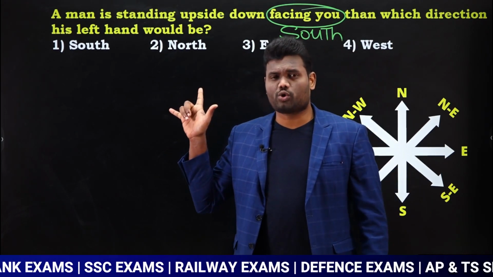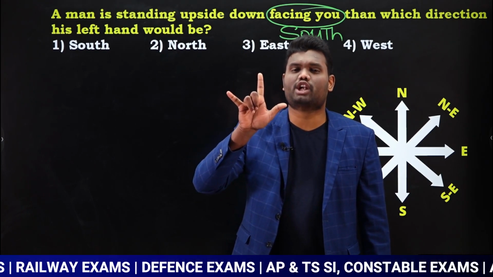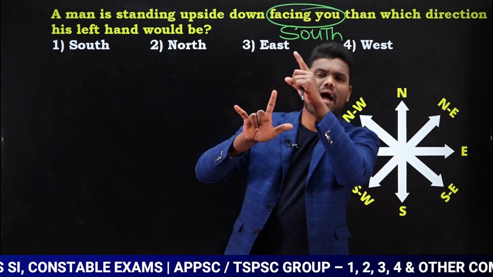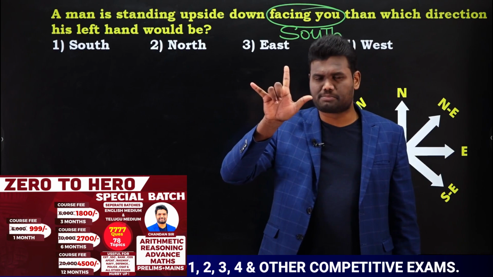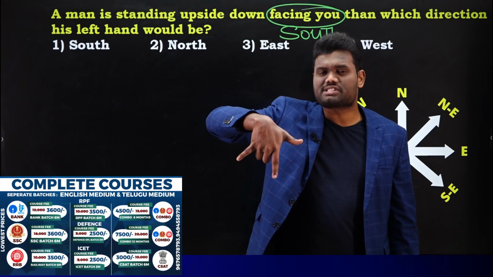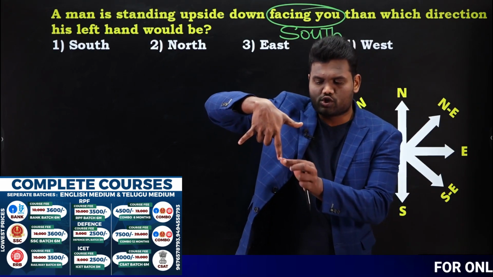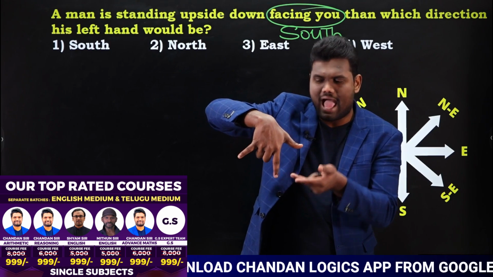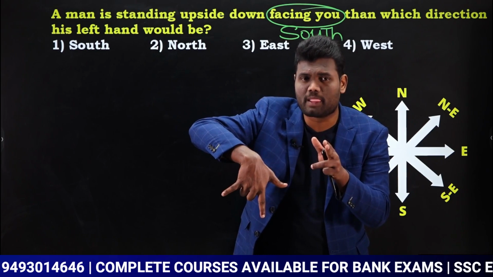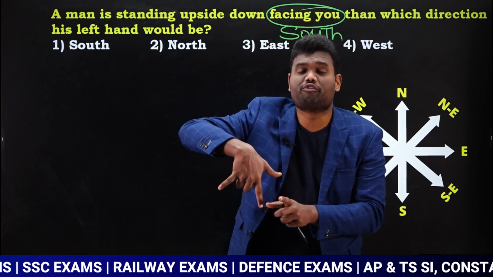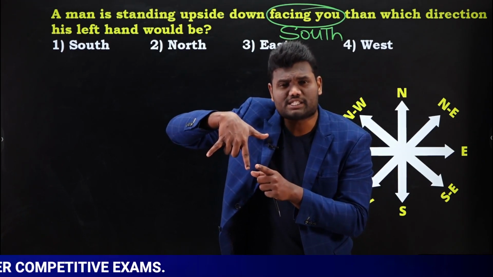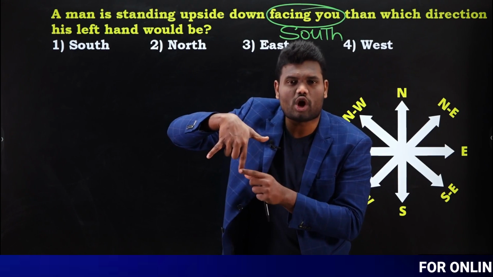According to the question, the person is standing upside down. Upside down means his head should go down and his legs should come up. Yes or no? Now I am making the person upside down. Look here, observe carefully. When I make the person upside down, now it will be in this way. So the person's head is facing down and the person's legs are facing up. But as per the question, a person is standing upside down facing you. Yes or no? If you observe, is the person facing you? No, the person is not facing you.